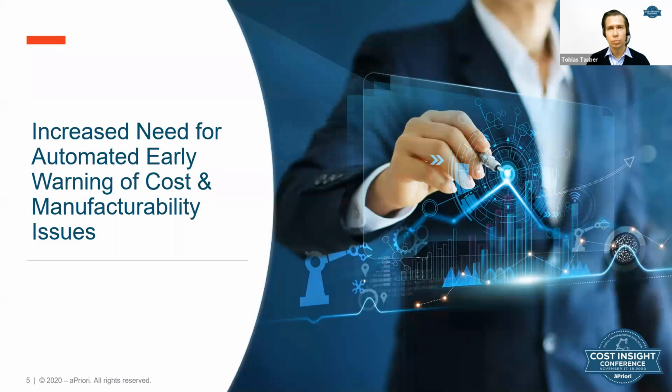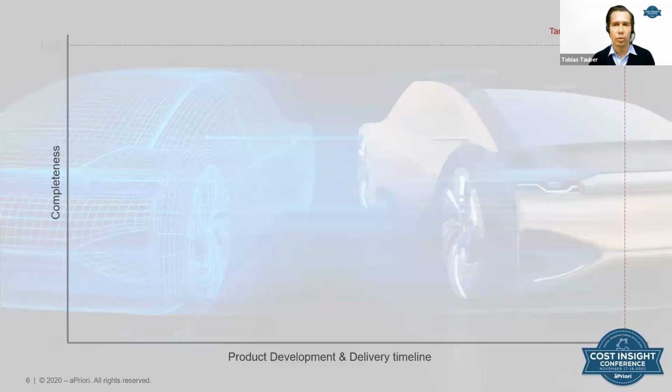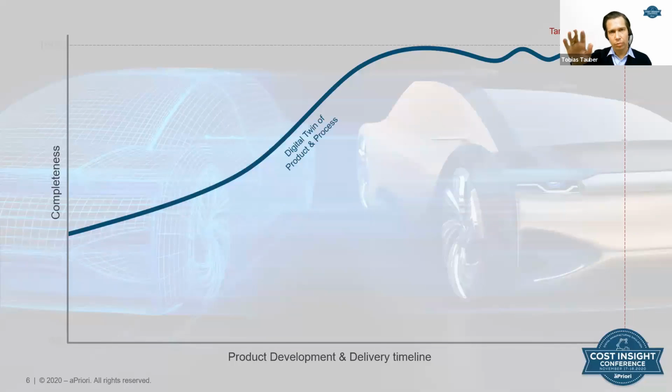It is key to improve engineering efficiency to enable the right people to take the right decisions at the right time, along with your product development process. And if we look at this in a more graphical way, we can see on the x-axis the product development process timeline, and on the y-axis the completeness of our new product initiative. The graph that we see now in between is the digital twin, a digital representation of the design and the processes to manufacture this product.